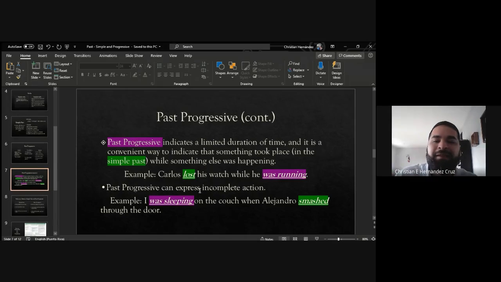Past progressive can express an incomplete action. For example, I was sleeping on the couch when Alejandro smashed through the door.